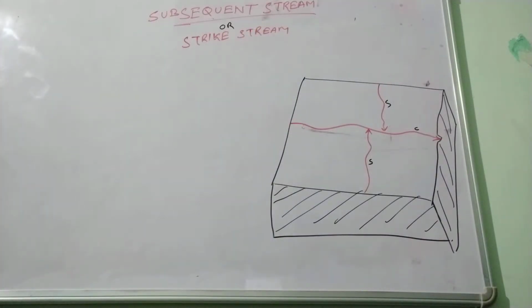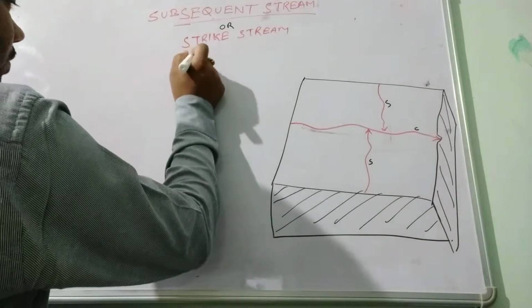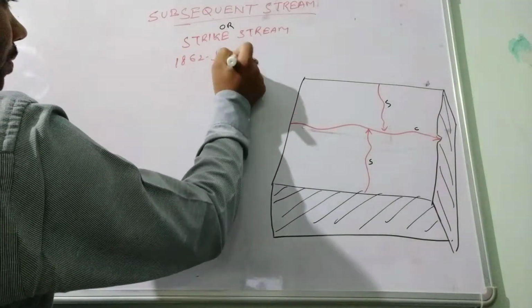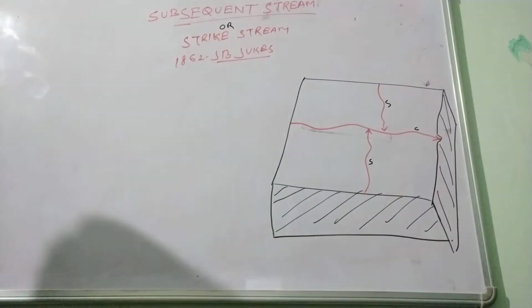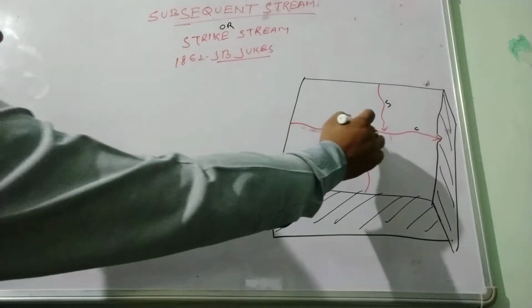In 1862, Zeviewicz first used this term subsequent stream, which follows the direction of the strike of the rock structure. However, the majority of scholars stated that subsequent streams originate on the flanks of the anticlines and almost join the master consequent stream at right angles, as you can see here.